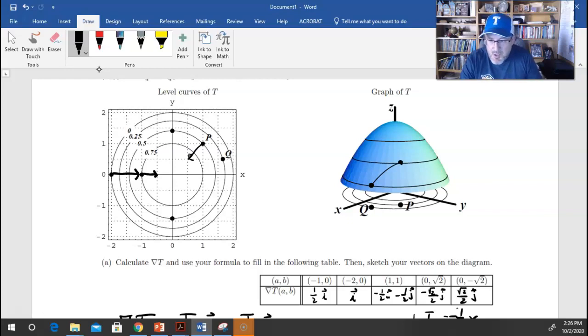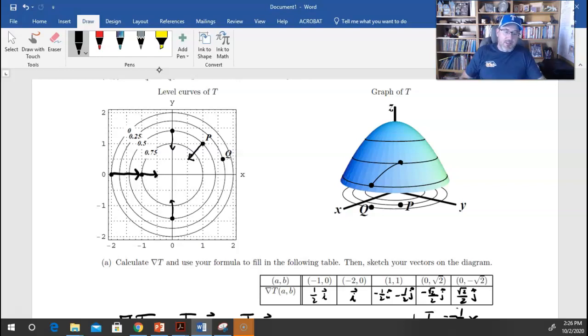And at 0, square root of 2, that must be this one here, since square root of 2 is about 1.4, so we're just shy of 1.5. And the vector is negative square root of 2 over 2 j. So a negative square root of 2 over 2 j would put us this way. I probably made that too long because it's half of the square root of 2. So it's like about that long. And then 0, negative the square root of 2, that would be down here, and it's positive. So it would be pointing this way.